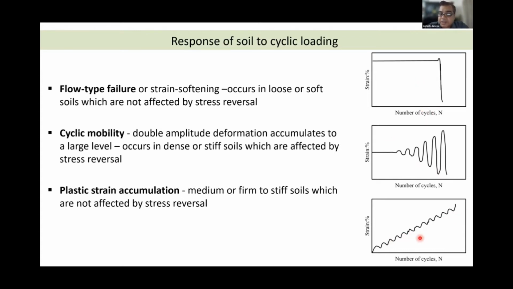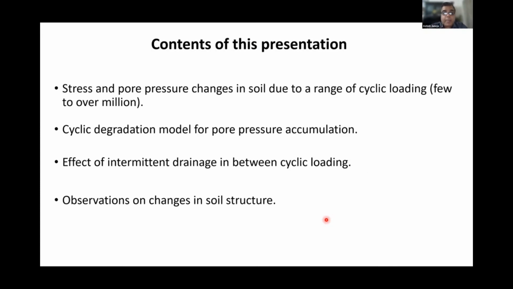And also we look at the third one, because these are the ones which actually interest us for long-term stability of embankment, which is the case here. So the contents of my next 15 minutes are going to be, I'm going to present something on what are the stress and pore pressure changes in soil when the soil is subjected to a lot of cyclic loads.